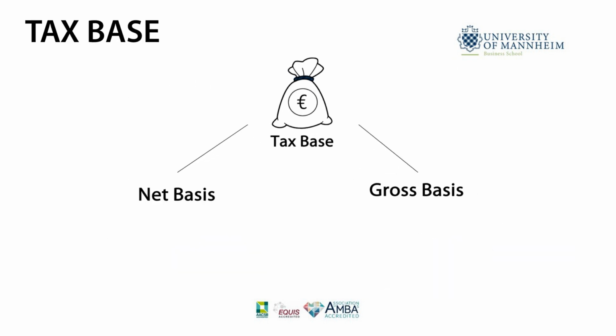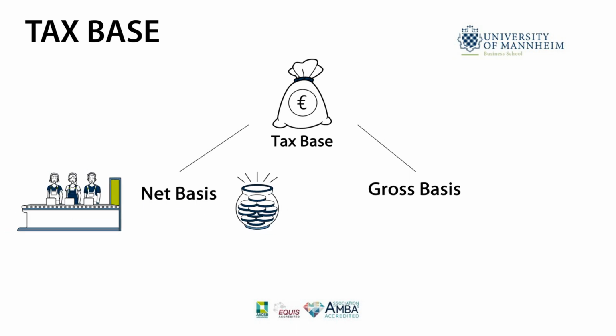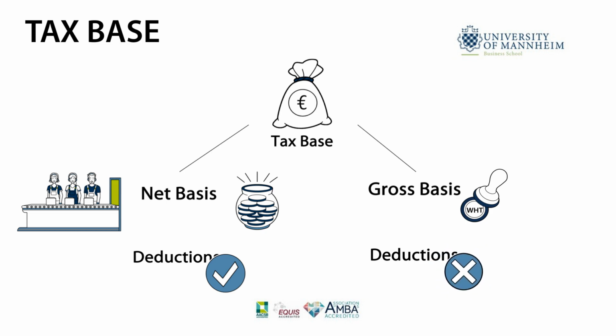The tax due is determined either on a net or gross basis. Labor income is typically calculated on a net basis, allowing for the deduction of expenses incurred in earning the income. Taxes on capital income also generally follow a net basis approach. A gross tax is rather exceptional, but often applies to withholding taxes. Under a gross basis approach, no deductions from the tax base are allowed.